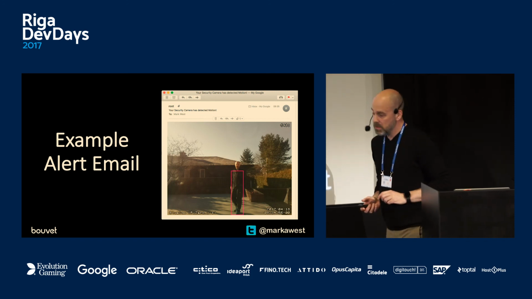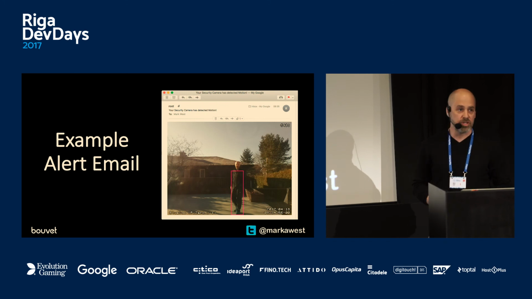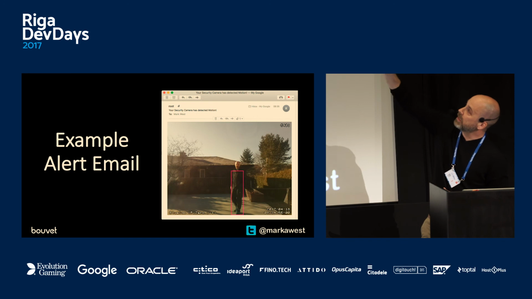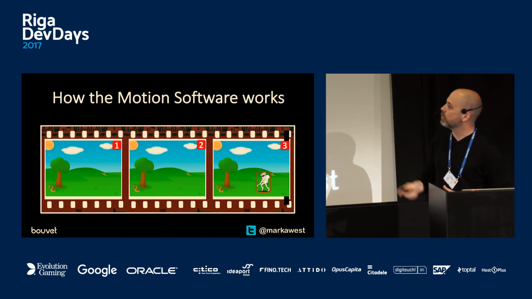Right. So this is an example of an email that I would get from the first version of the camera running Motion. Just simple: "Your security camera has detected motion," and there'd be a picture of the dodgy person in my garden with a little red box drawn around them. So how does Motion work?